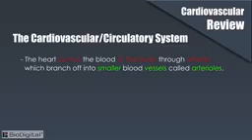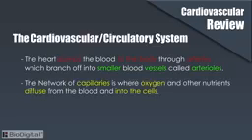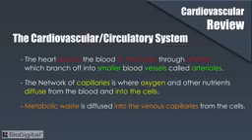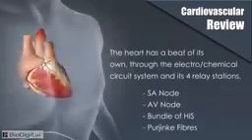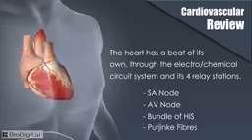The heart pumps the blood to the body through the arteries, which branch off into smaller blood vessels called arterioles. The network of capillaries is where oxygen and other nutrients diffuse from the blood and into the cells. As oxygen and nutrients are diffused into the cells from the arterial capillaries, metabolic waste is diffused into the venous capillaries from the cells. The blood returns to the heart via the veins, where the cycle begins again. And remember that the heart has a beat of its own through the electrochemical circuit system and its four relay stations.